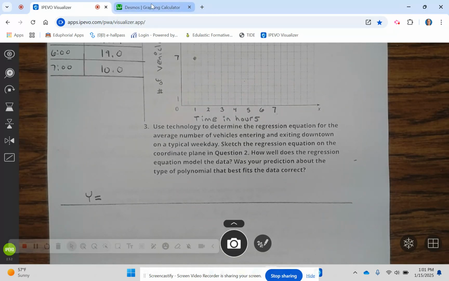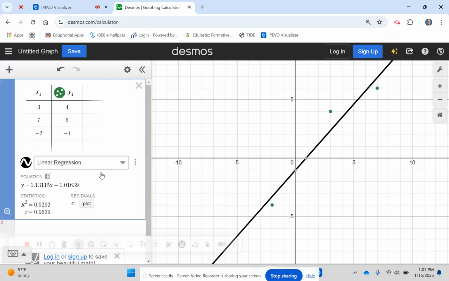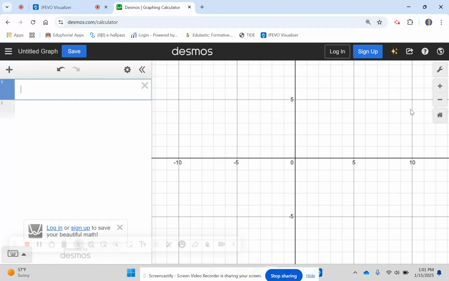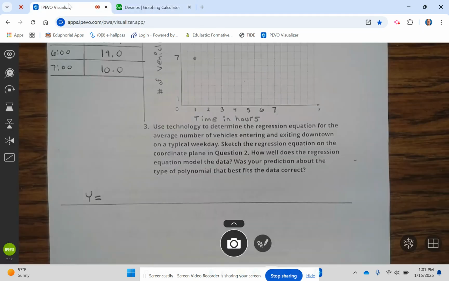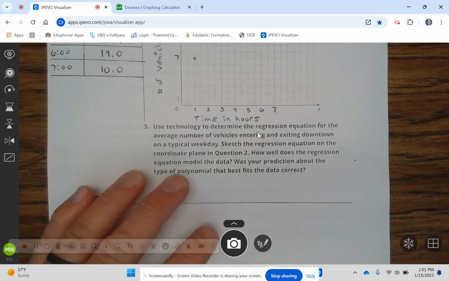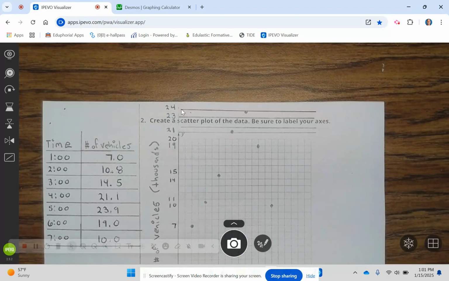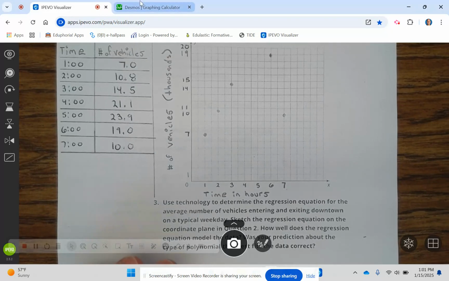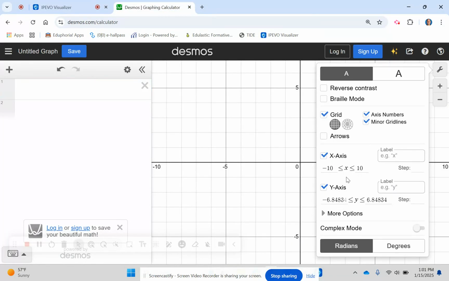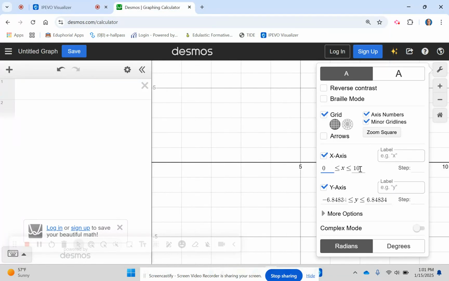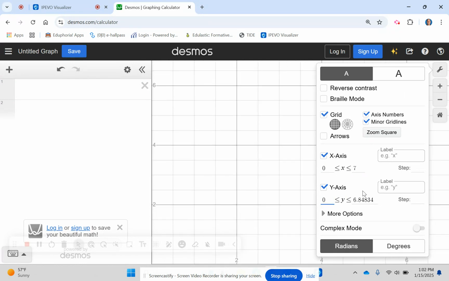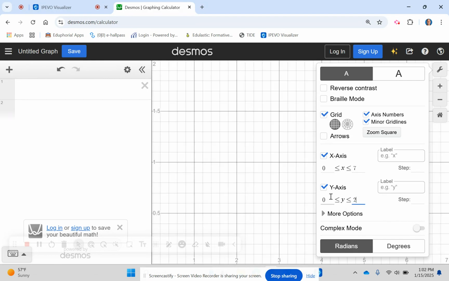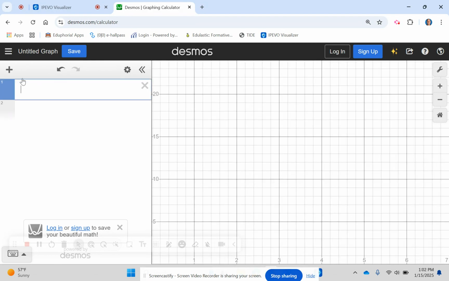Okay, so we're going to go in Desmos. Let's exit out our previous problem. Press the home screen. Now, before we graph, we need to adjust the window to match the paper. So we need to go from 0 to 7 and 0 to 24. Okay, so let's go ahead and do that. So adjust my window from 0 to 7 and 0 to 24.